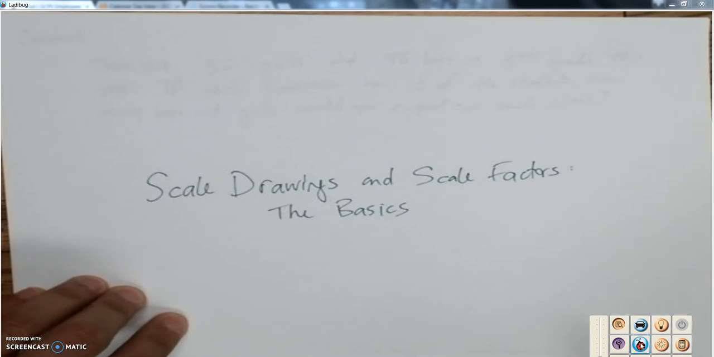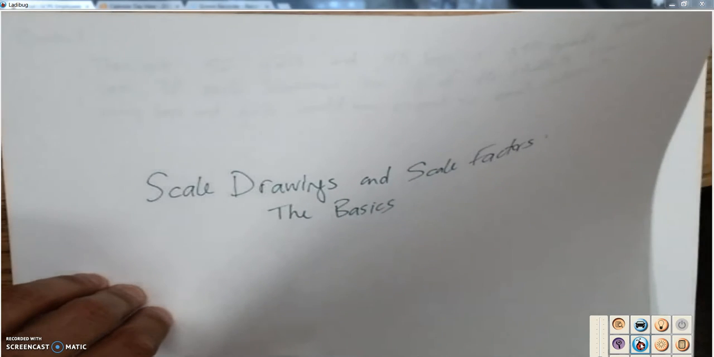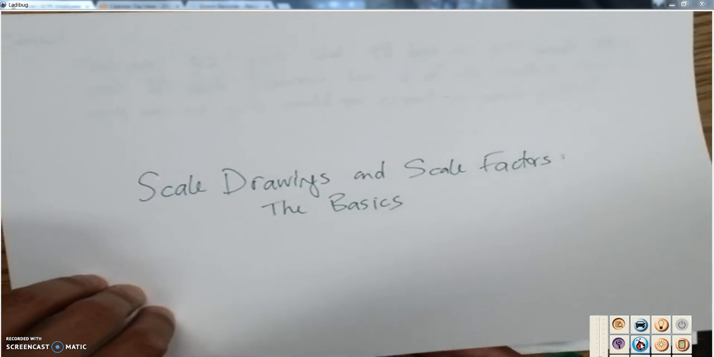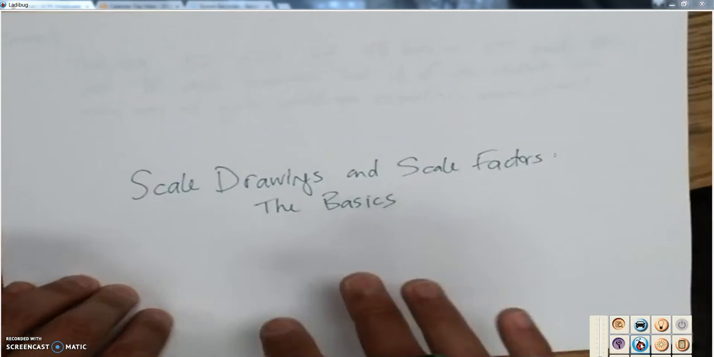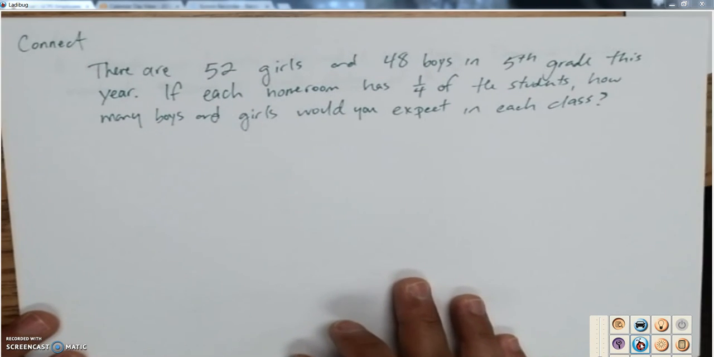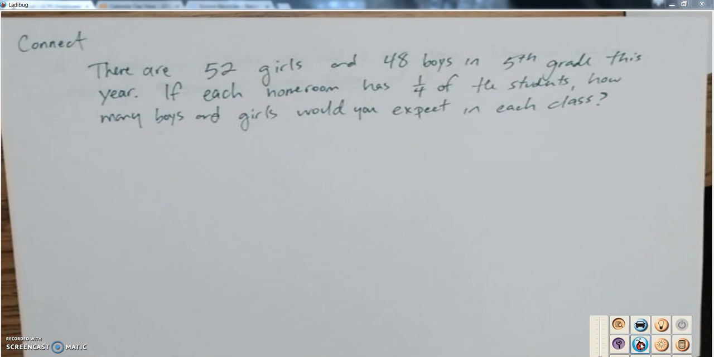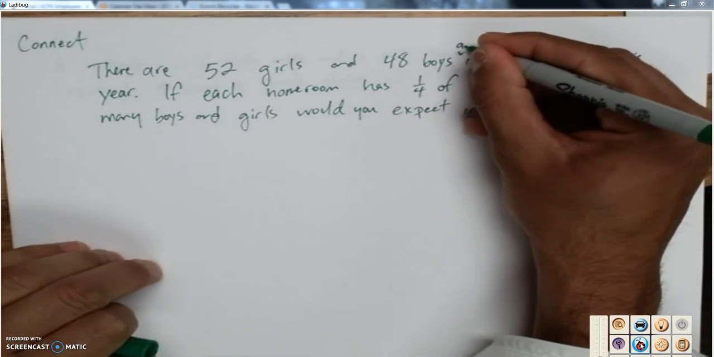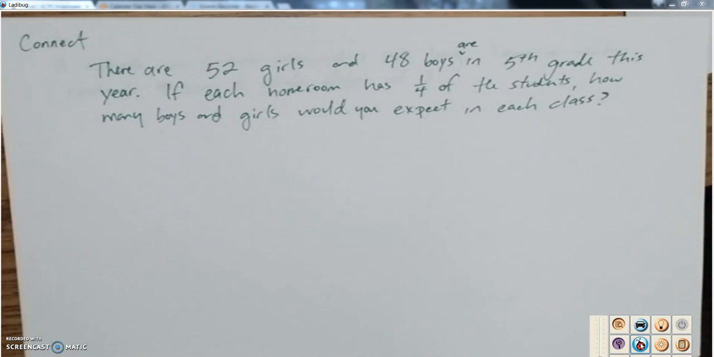All right, so really basic ratio problem, since we've been working on these for a long time now this year. Something like this: if 52 girls and 48 boys are in fifth grade this year, if each homeroom has 1/4 of the students, how many boys and how many girls would you expect in the class? That's a pretty basic ratio problem.